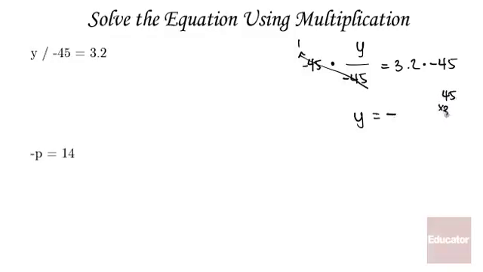And 45 times 3.2. 2 times 5 is 10. 2 times 4 is 8, plus 1 is 9. Hold the place. 15, carry 1, 12, 13. 0, 14. 1 makes 14 and 1 with just 1 decimal place. So 144. Negative 144.